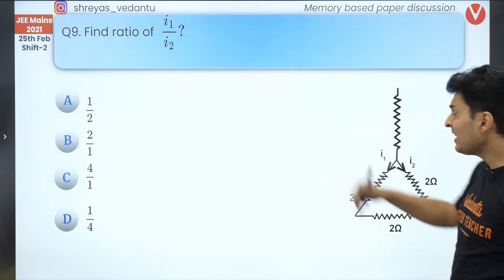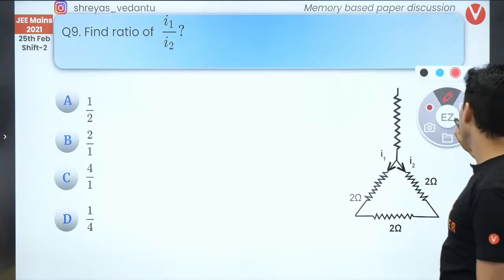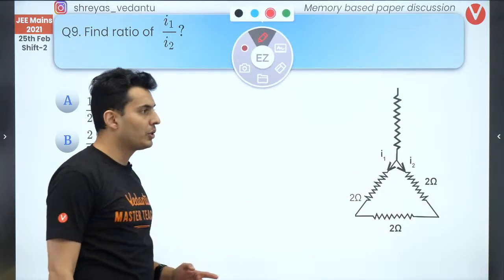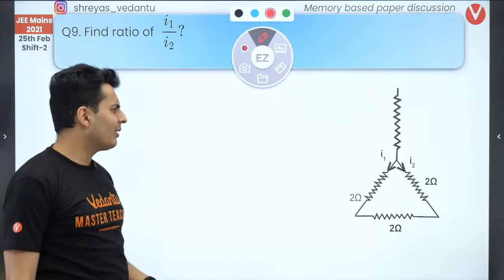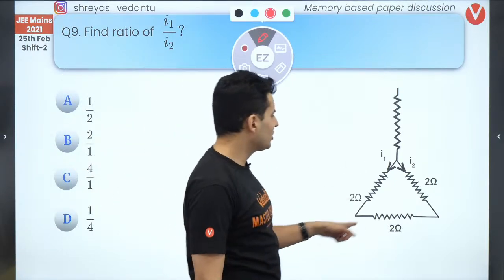Next one. Find the ratio of currents I1 and I2. Guys, I couldn't believe that this question came here. Even when I was solving these questions before entering the studio, I was like, really? What were they even thinking before making these questions? Find the ratio of I1 by I2.